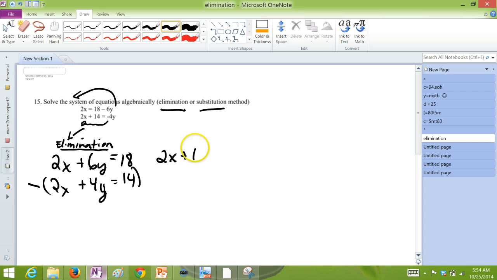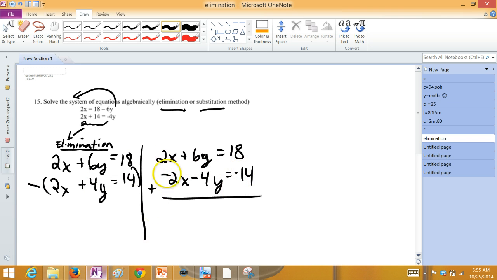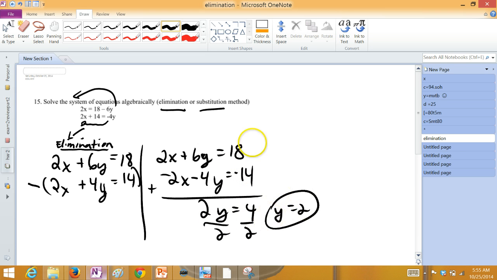If you want, you can look at it as if we're subtracting, but let me rewrite the first equation, and then let me negate the second equation. And now I'm going to add these two together, canceling out my x's, leaving me with 2y because I have 6 take away 4, and then leaving me with a 4 on the right hand side because 18 take away 14. So when I divide by 2, I get the fact that y is 2, and I can go back to either of the original equations to get x.